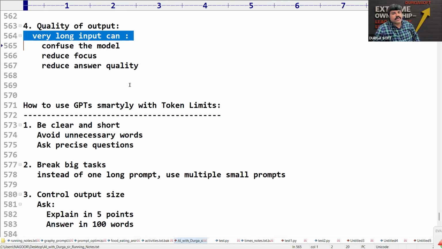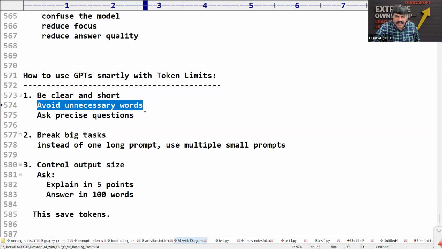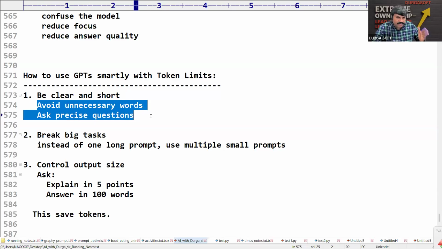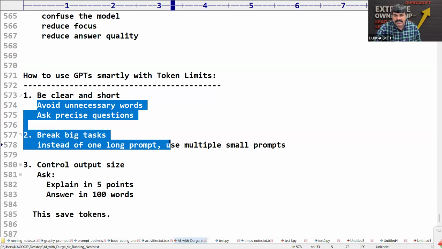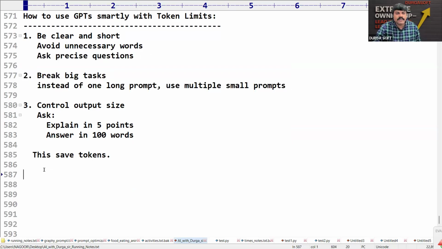Next, how to use GPT smartly with the token limits. Be clear and short. How can we handle these token limits? Be clear and short. Avoid unnecessary words. Ask precise questions only. Break big tasks into multiple small prompts. Control output size: explain in 5 points or answer in 100 words. This type of thing is going to save tokens.